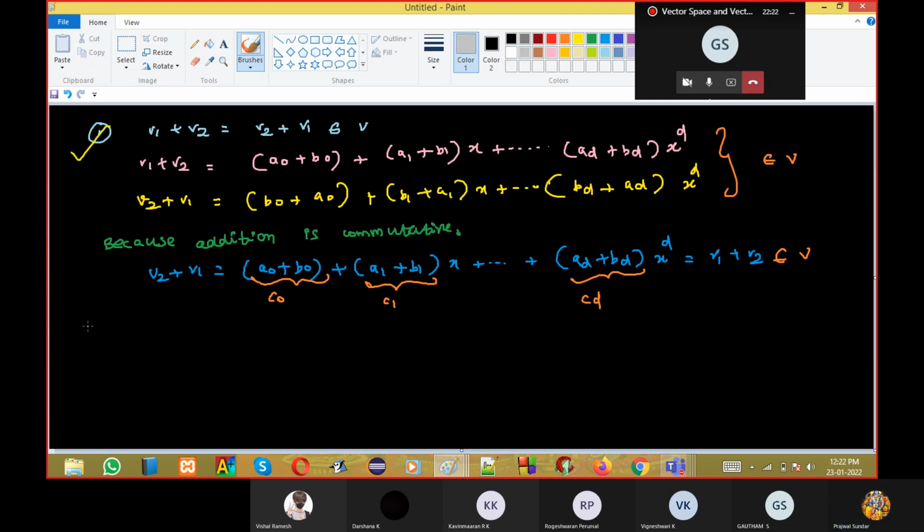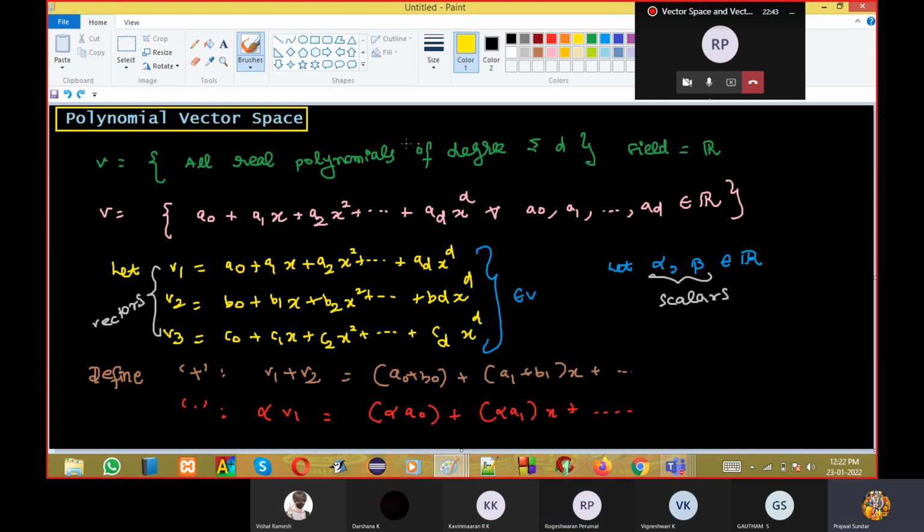Okay. The second condition will be v1 plus v2, plus v3. Wait, I have a doubt. Please don't talk. Tell me the doubt. What is the doubt? What if ad plus bd is 0? Won't it change the degree of the polynomial? Good question. That is why I have given all real polynomials of degree less than or equal to d. I didn't say degree d. I said less than or equal to d. See properly. Now I'm clear.